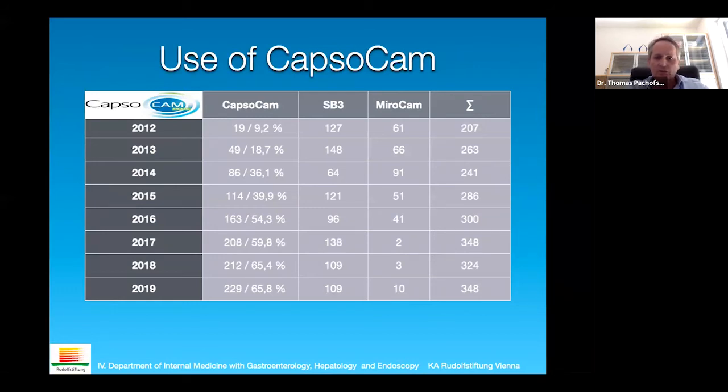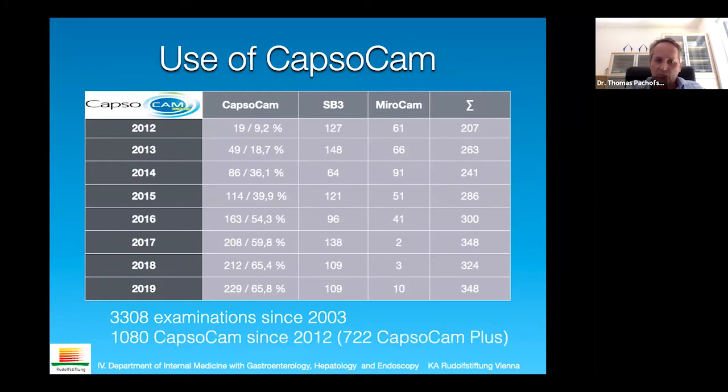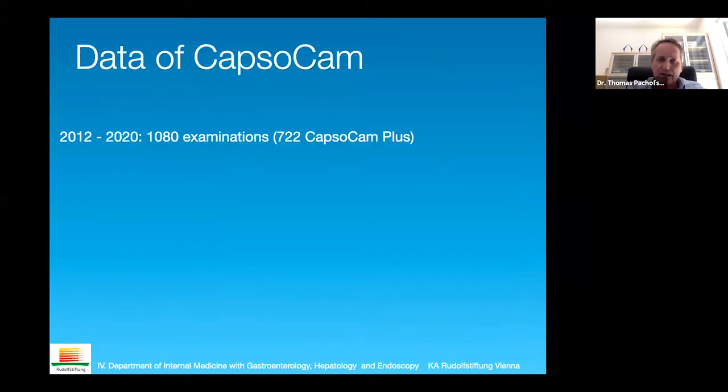So Mr. Srini told you, and I will only highlight here the last year, 2019, we are now at 65.8% of usage of the CapsoCam because it's the easiest way for us to perform capsule endoscopy with a really good performance and with very good results. We have now done more than 3,300 examinations, 1,080 with the CapsoCam and some 722 with the CapsoCamPlus system. So our data over the last years: only 21 patients lost their capsule, meaning 2.5%.